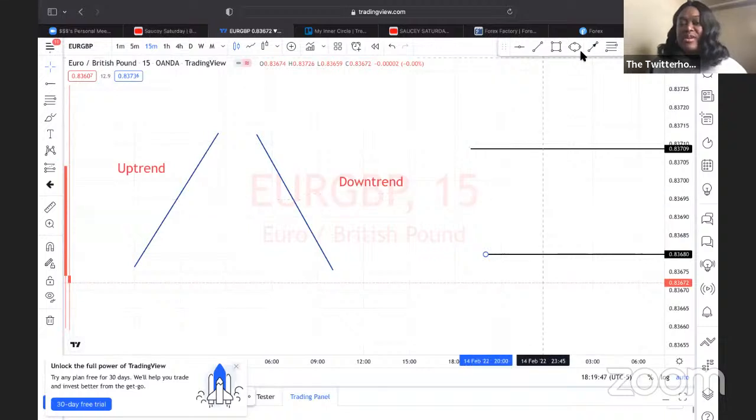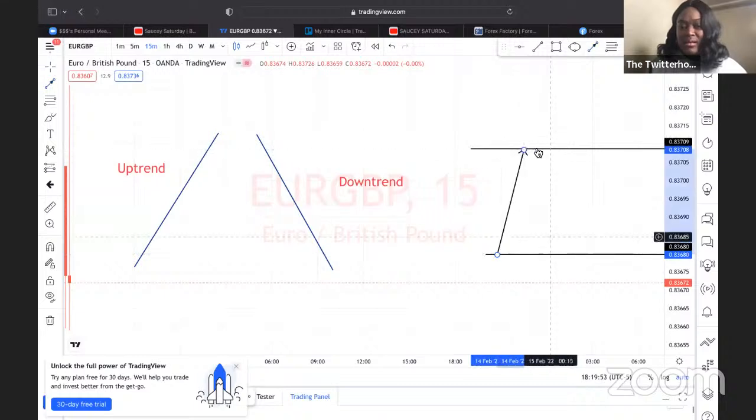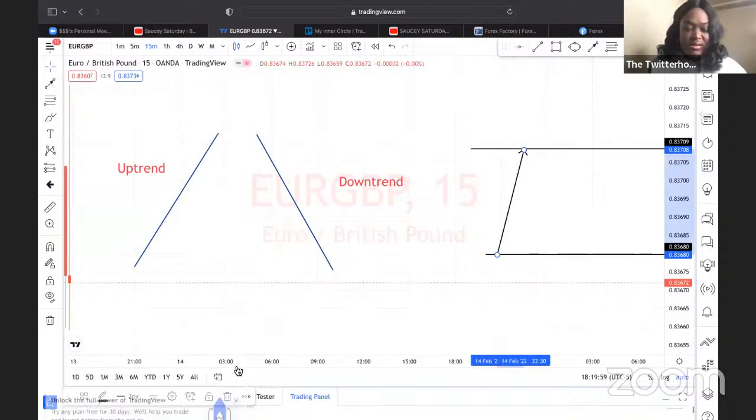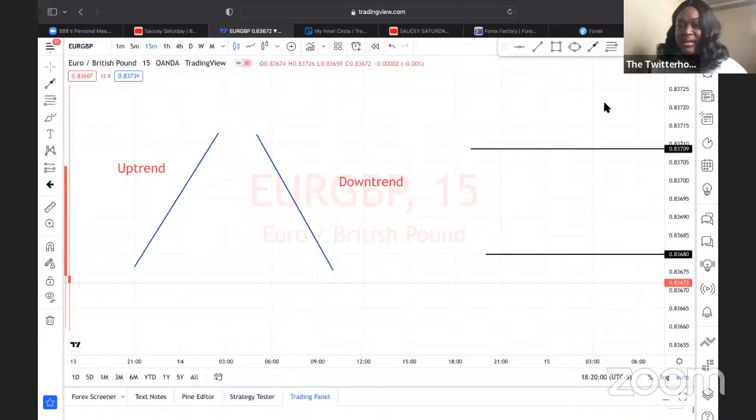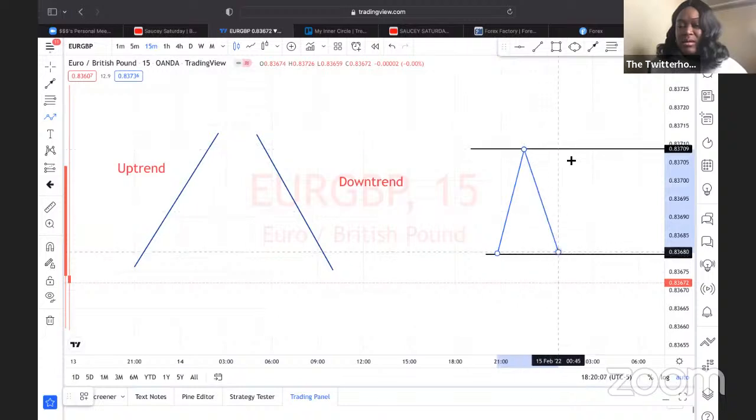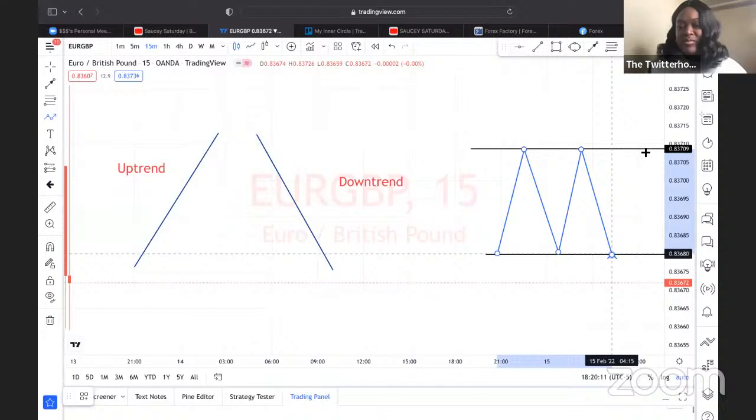And when it's moving sideways, it's going like that. Oh, that's not right. Delete that. Let's use this. It's going up, down. Okay.